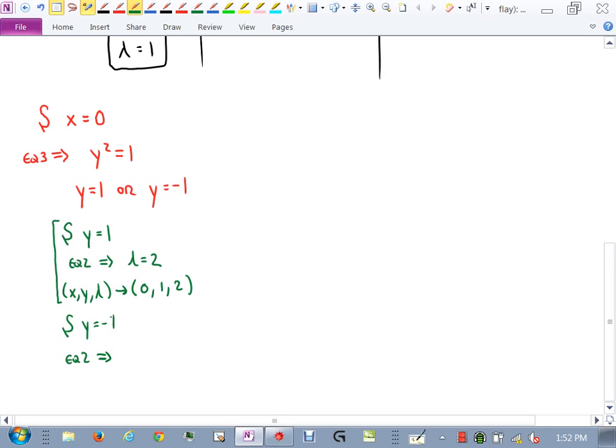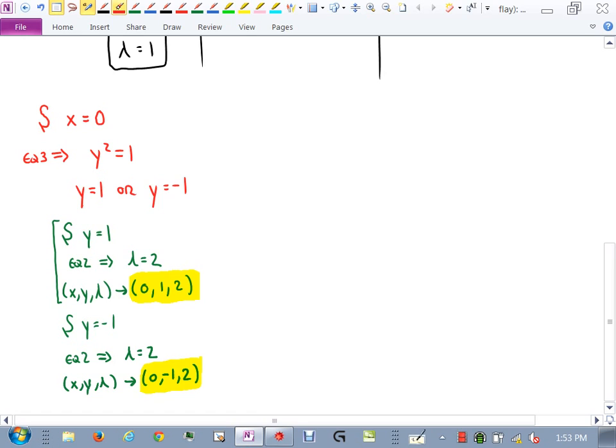Still the same thing, isn't it? Lambda is 2. But that gives me a whole new ordered triple, doesn't it? It gives me 0, -1, 2. That was all under the assumption that x was 0. Shall I move on? Okay.